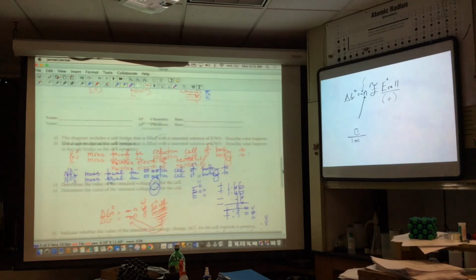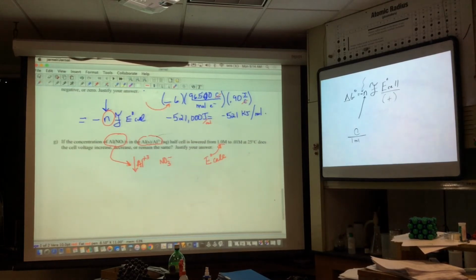Well, I just kind of did in so many different ways. You could say, if I decrease a product, due to Le Chatelier's principle, the forward reaction becomes more spontaneous. Or if you want to use your Regis level, if you lower aluminum plus 3, the reaction is going to shift toward the forward, which makes the forward reaction have positive volts. So the cell voltage, okay, will increase.